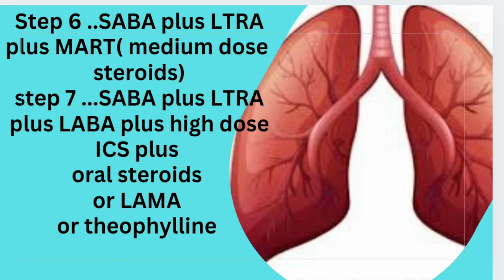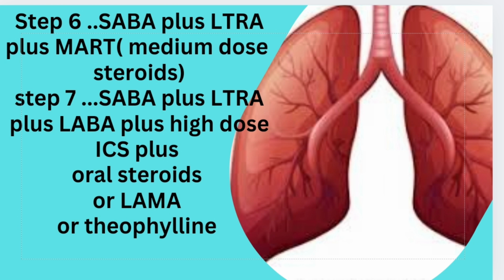So again, I will repeat, in step 3, we add a leukotriene receptor antagonist. Step 4 is a sandwich, that is a sandwich of leukotriene receptor antagonist between SABA and LABA. Then in 5 and 6, we add to SABA plus or minus leukotriene receptor antagonist MART therapy. And in 5, this MART therapy comprises LABA and low-dose inhaled steroid, while in 6, it is LABA plus medium-dose steroid.